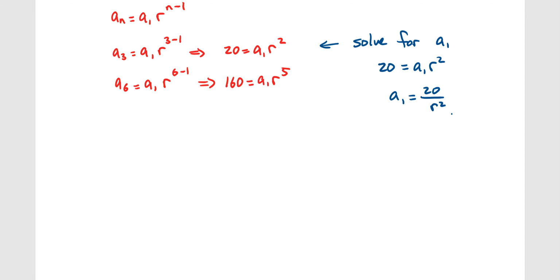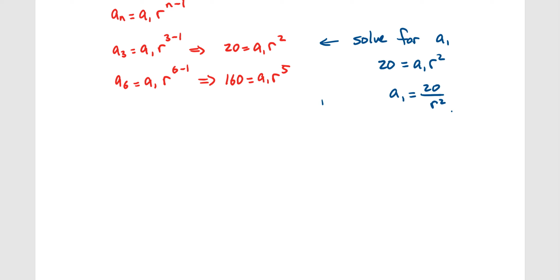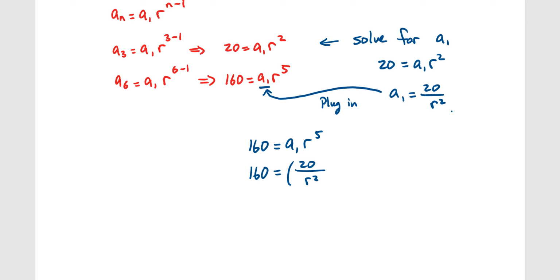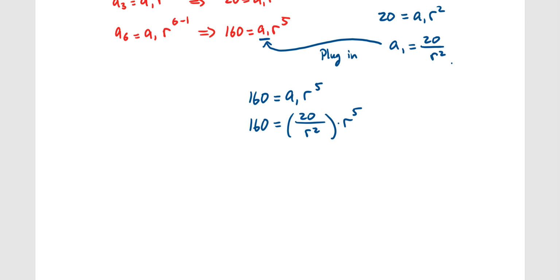Okay, and now we're going to take that and plug it in to make that arrow a little better. We're going to plug into this a1 and let's see what we get. So it's going to be 160 equals a1 times r to the 5th, and we plug in the expression into a1, which was 20 over r squared times r to the 5th. So now what we have is one equation with one variable, so we can solve this for r.